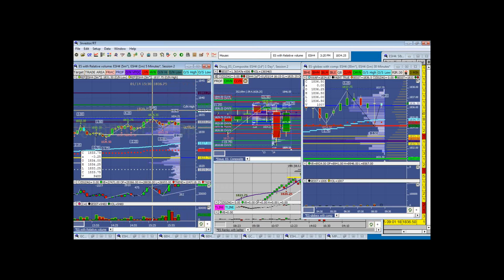So we were definitely able to stay in the upper distribution and above the distribution all night, finding balance around that daily VPOC, the naked VPOC that we have from yesterday.